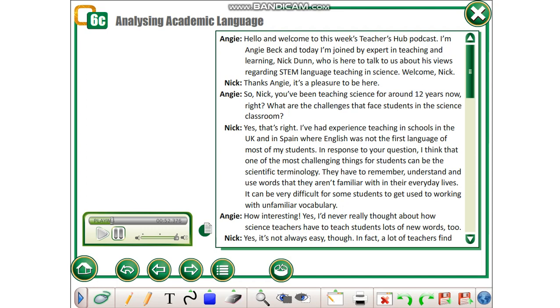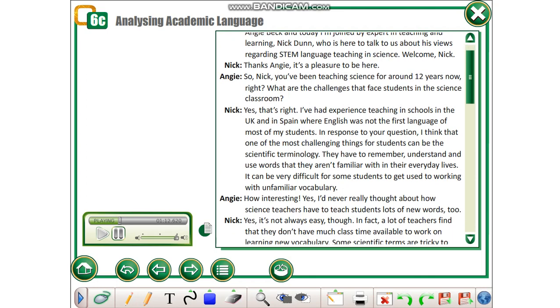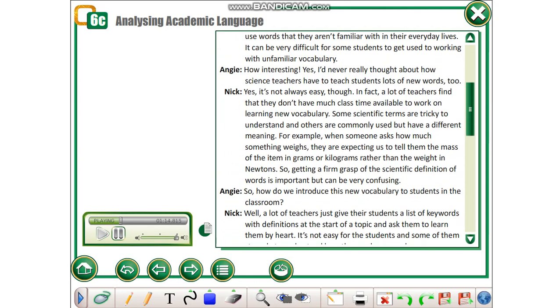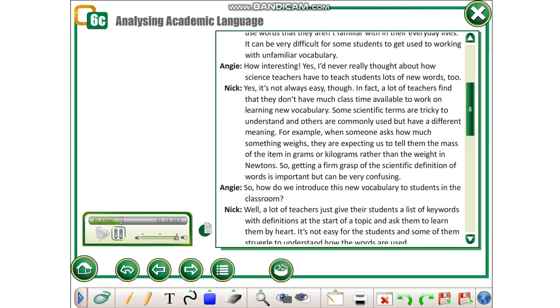In response to your question, I think that one of the most challenging things for students can be the scientific terminology. They have to remember, understand, and use words that they aren't familiar with in their everyday lives. It can be very difficult for some students to get used to working with unfamiliar vocabulary. How interesting. Yes, I'd never really thought about how science teachers have to teach students lots of new words too. Yes, it's not always easy though.